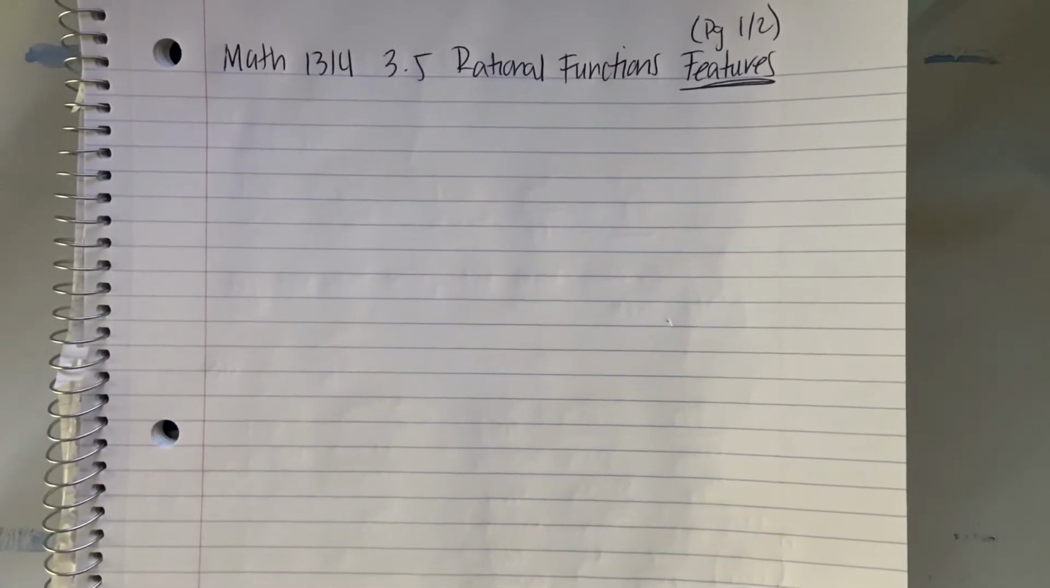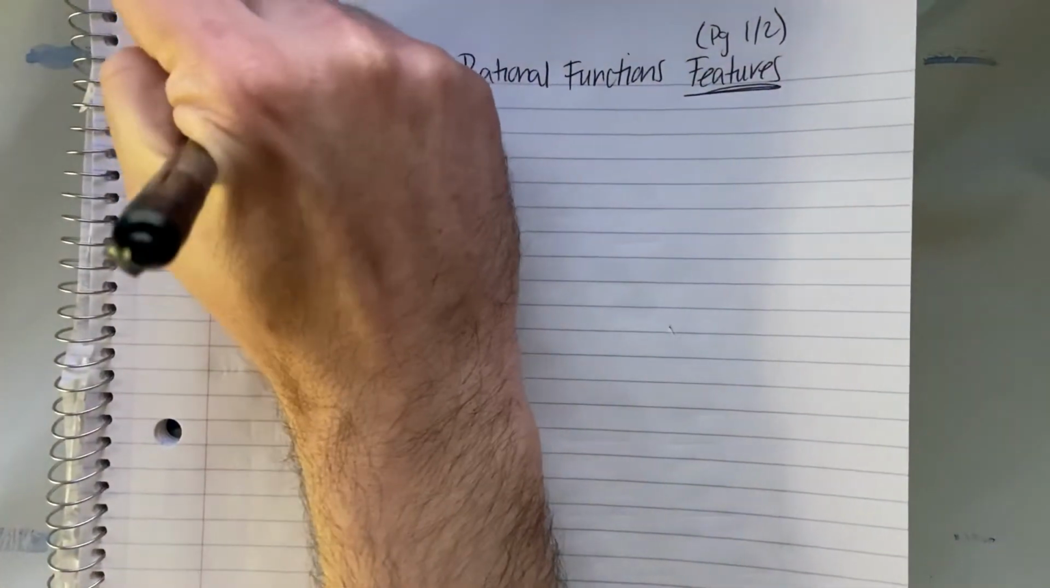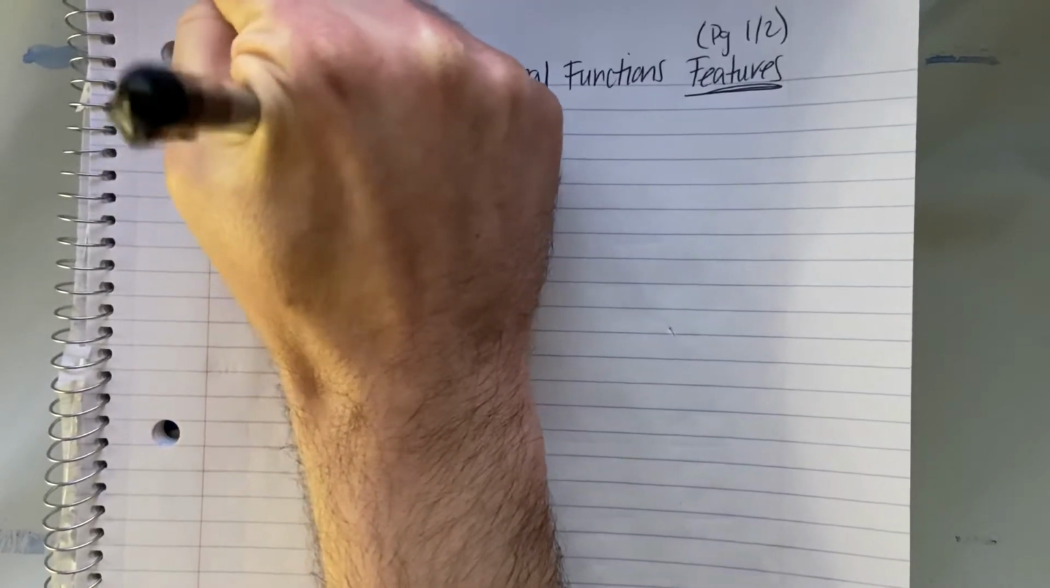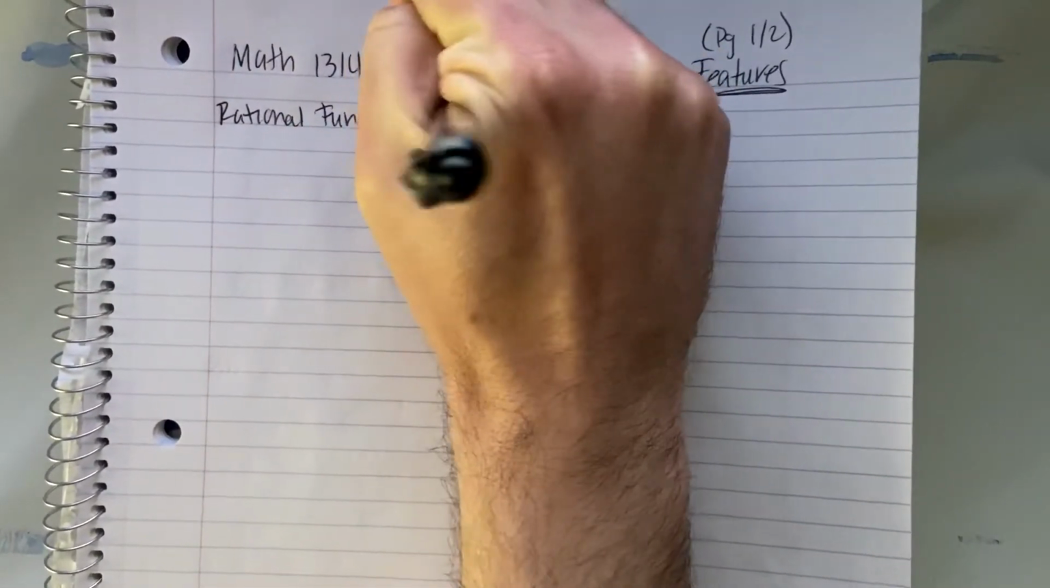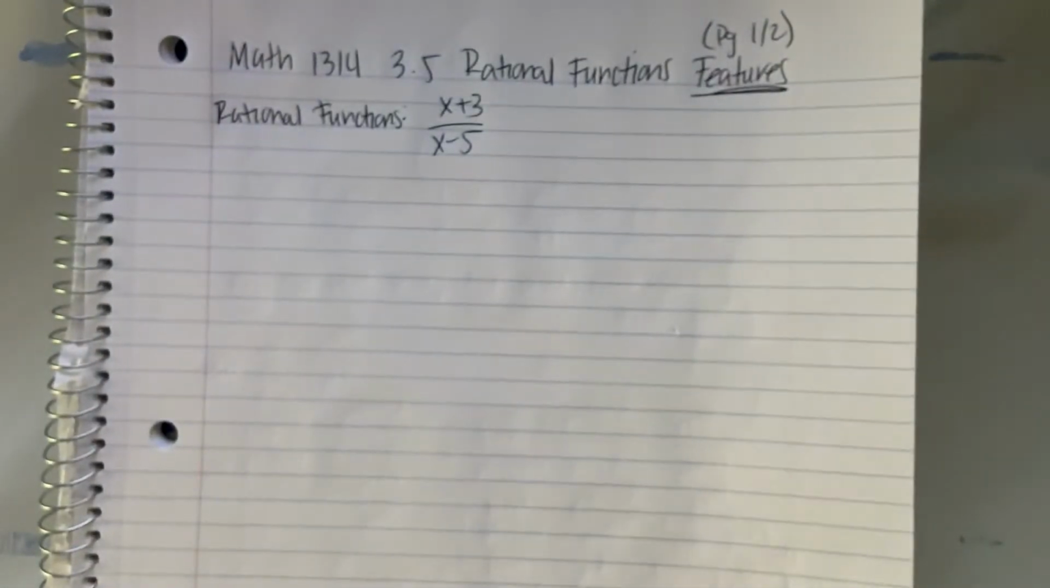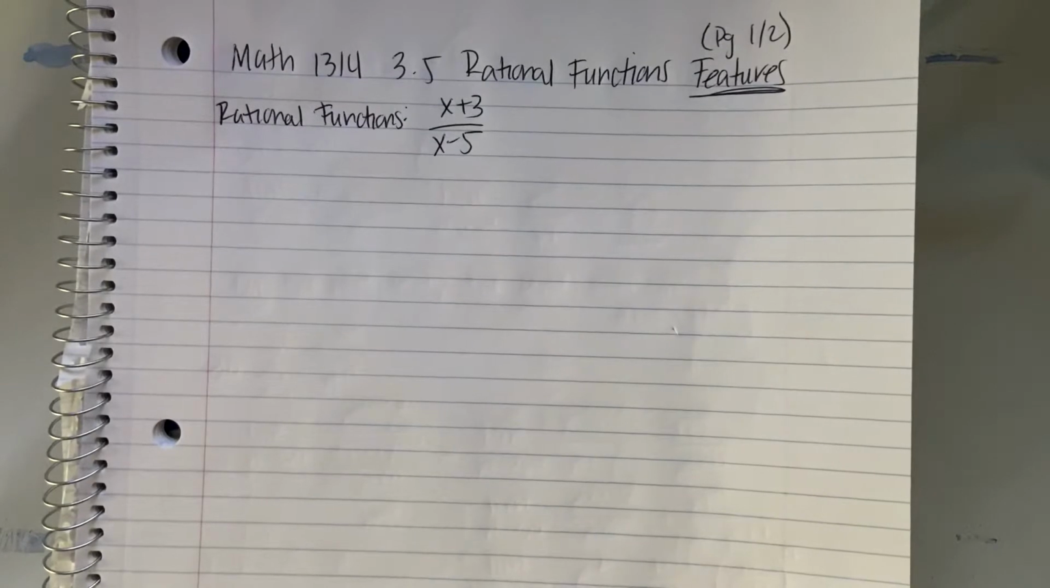Okay, so rational functions. Rational functions are functions that are division by x. So something like x plus 3 over x minus 5. Because there's division involved with a rational function, there's all sorts of strange things going on. There's some examples in the first 2 pages of the notes if you just pop them up.